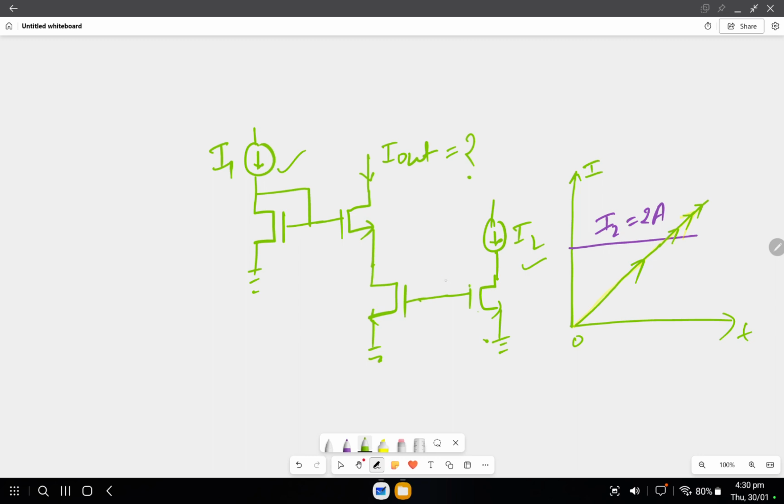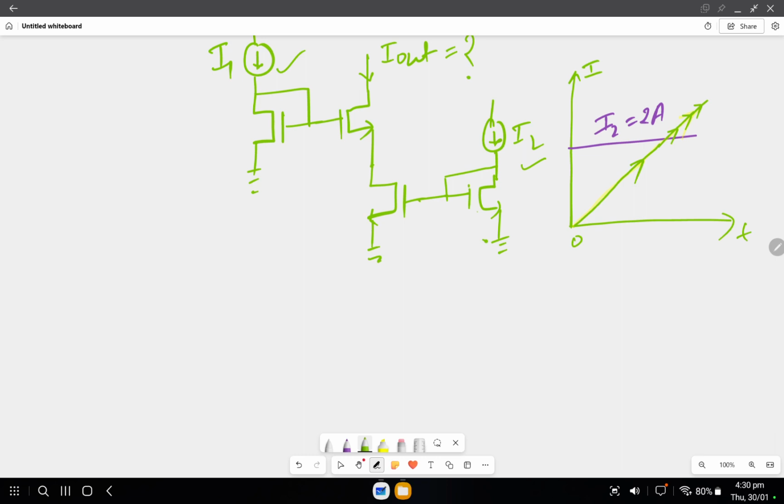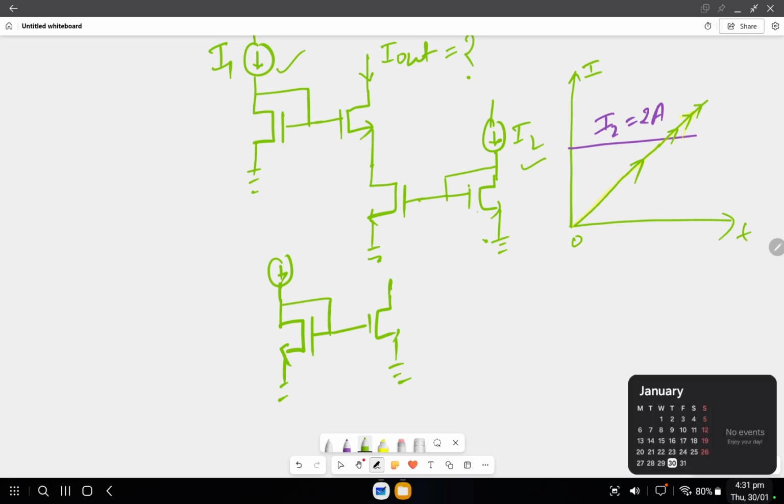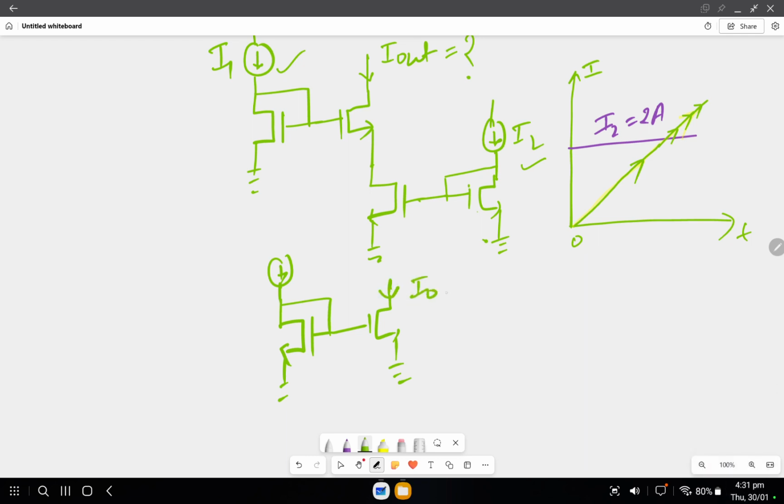So here we have two current sources which are connected like this. So whenever there is a diode connected source like this, we call it a current mirror circuit. So how to see such a configuration? IREF.